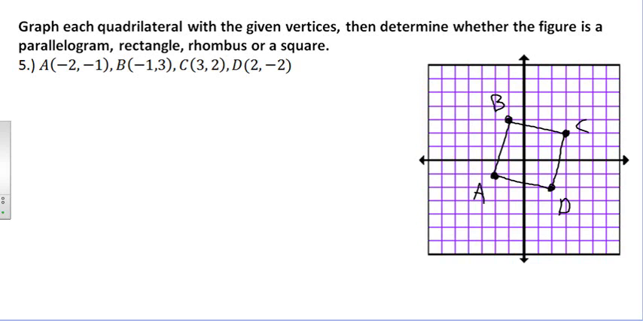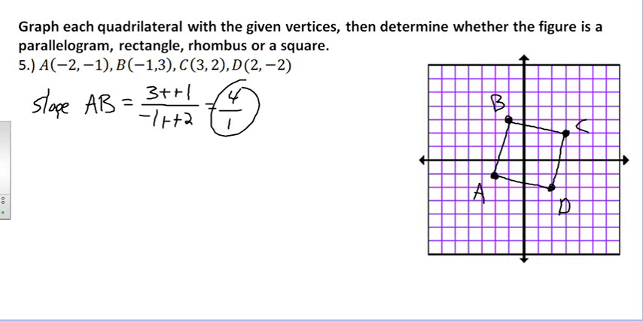Well, we want to figure out if this thing is a parallelogram, a rectangle, a rhombus, and/or a square. Let's start with a parallelogram. Again, there's lots of ways to do that. My preferred method is slope, so that's what I'm going to do here. The slope of AB would be 3 minus -1 over -1 minus -2. I get 4 over 1. I'll then do the slope of CD and get -2 minus 2 over 2 minus 3, which is -4 over -1 or 4 over 1.